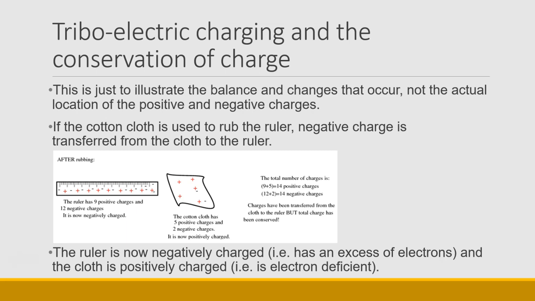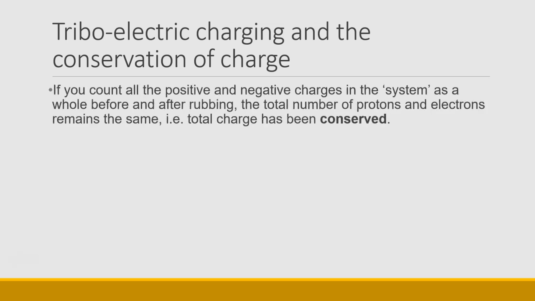So the ruler is now negatively charged because it has an excess of electrons, and the cloth is positively charged because it has an electron deficit. Again, if you count all the positive and negative charges in the system as a whole, we're going to find that the total number of protons and electrons hasn't changed from before rubbing to after rubbing, and that means that the total charge has been conserved.